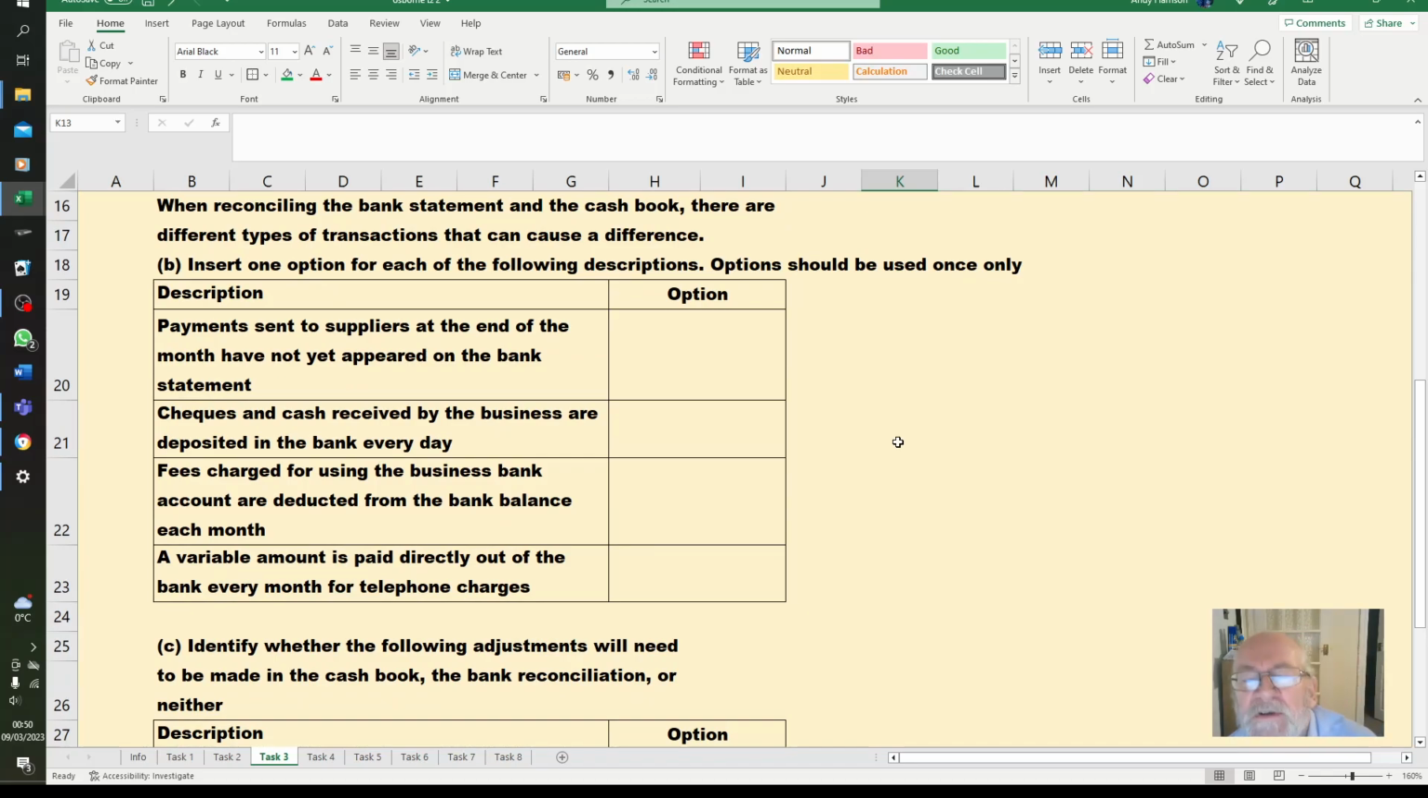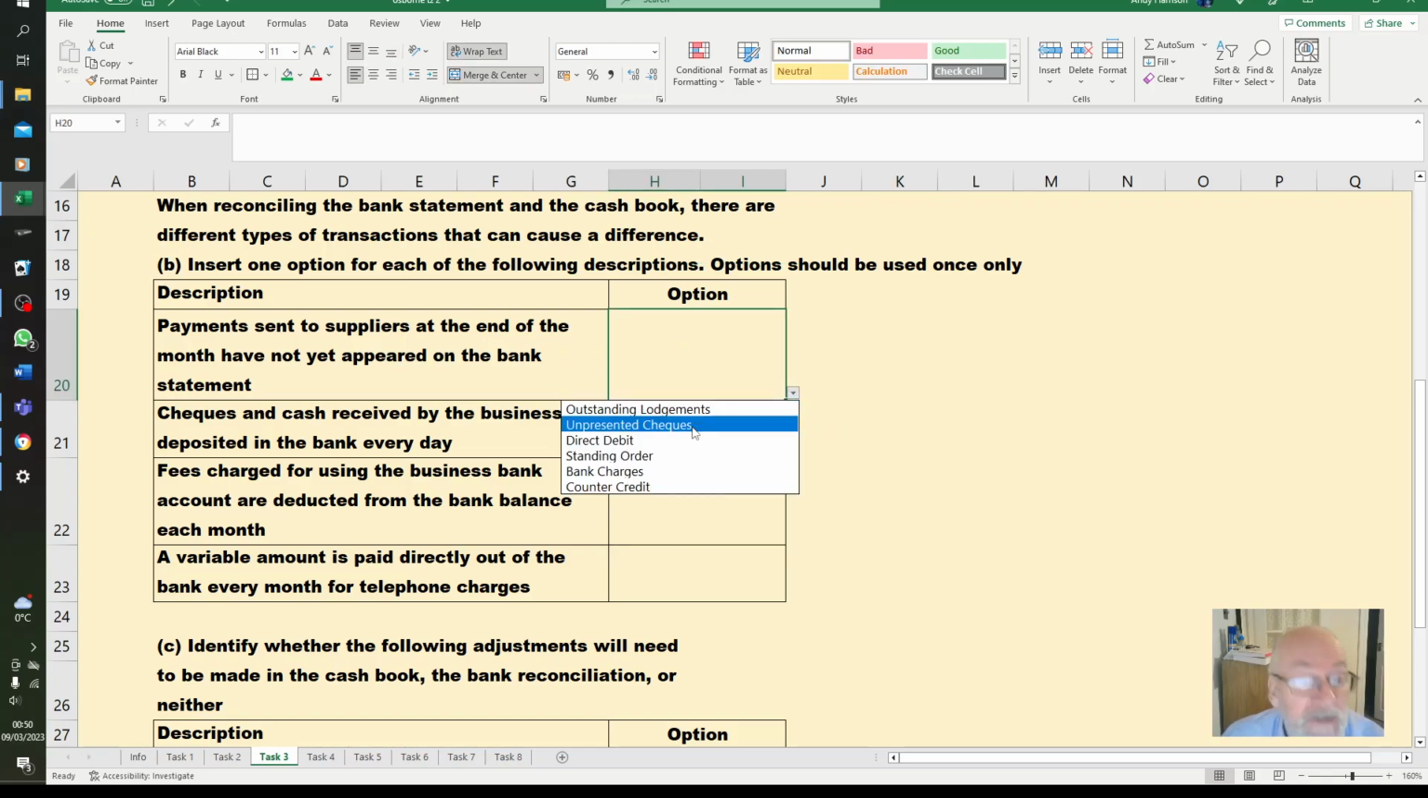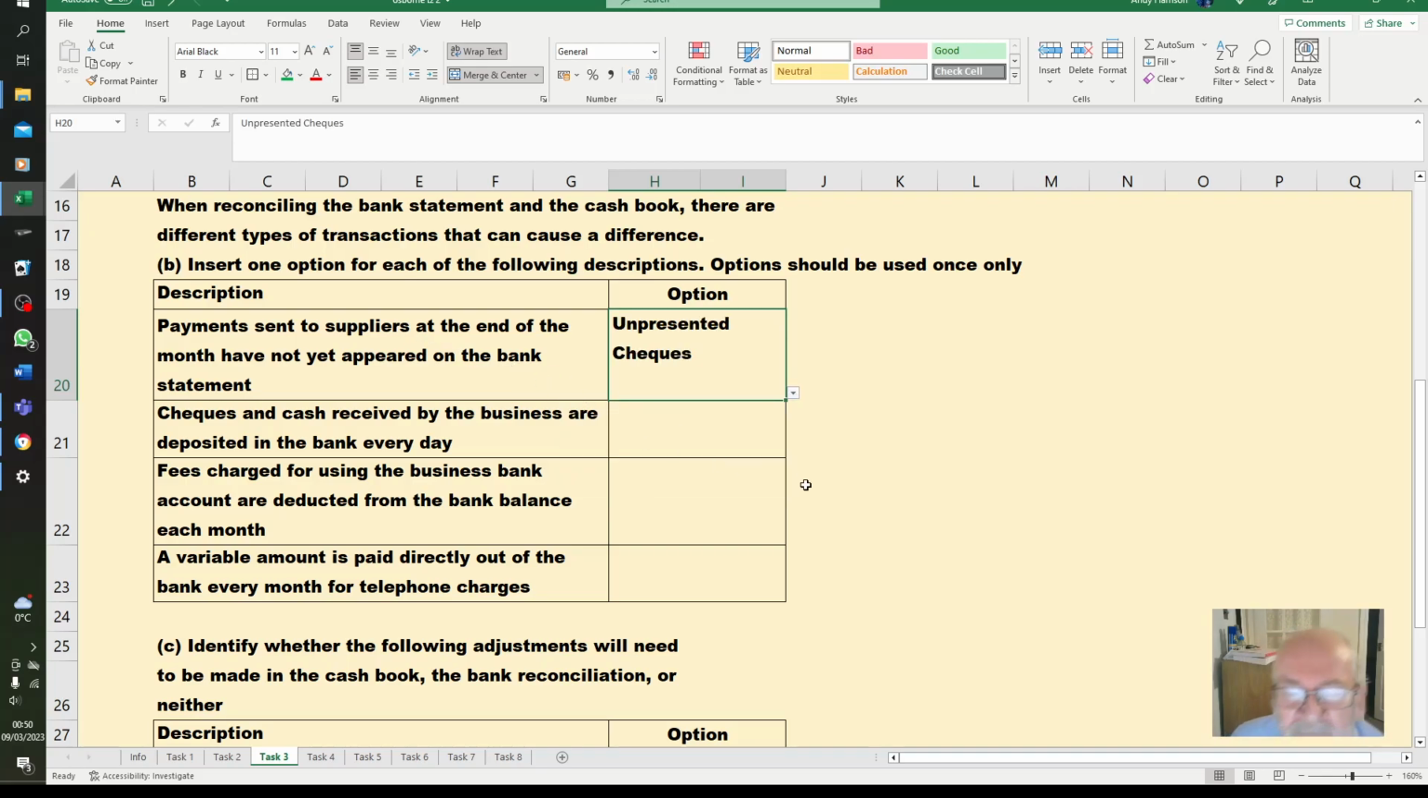And then a description. Now I must admit, these are an oddball question, they're not a particular theme, they just have a description and an option. So payments sent to a supplier at the end of the month that have not yet appeared are unpresented cheques. They don't have to be cheques, it says payments. It could actually be a debit card payment. I think somebody's pinched an old question and not thought it through. But we know what they mean.